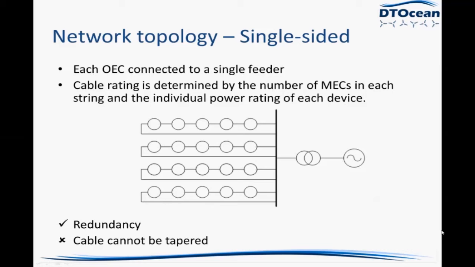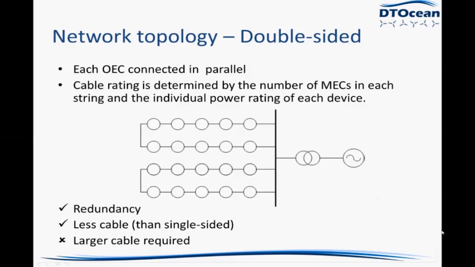Again, exactly the same. All we've done is add this cable from the last converter back to the collection point. That means we now have two paths back. So any cable fault doesn't result in the loss of the whole string. We now have redundancy. The disadvantage of this is that the cable cannot be tapered, because this cable has to be sized to carry the whole rating of this. If we had a fault here, then this is a path back. So there's no cable tapering.